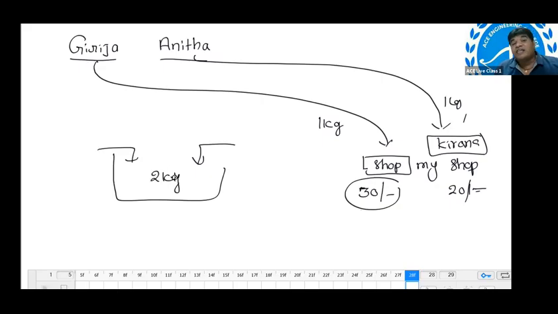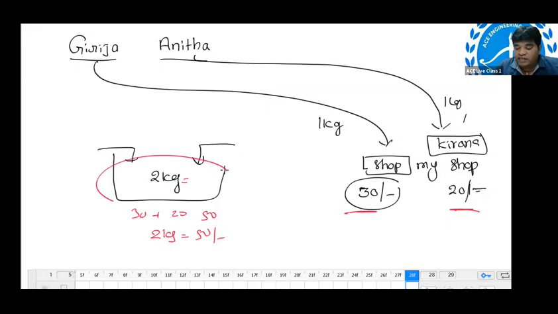So what is the worth actually? 30 and 20, meaning 1 kg is 30, the second kg is 20. So 30 and 20 means worth 50 rupees. So 2 kg is equal to 50 rupees. This complete amount is 50 rupees for 2 kg.